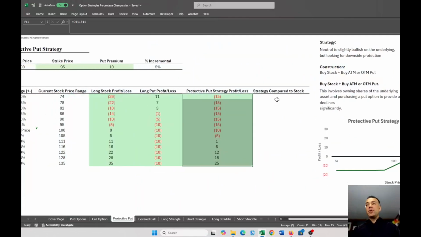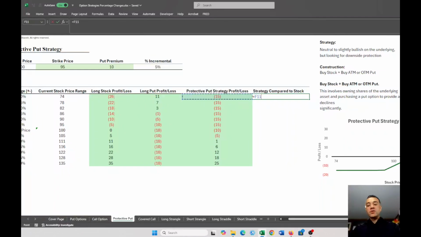All right, so before we do the graph, I'm going to go a little more in depth, a little more analysis on the graph before we get to that point. I want to know how much does the strategy protect me? What is the difference between the protective put strategy and just owning the stock by itself? We're buying the put to protect myself from downside.